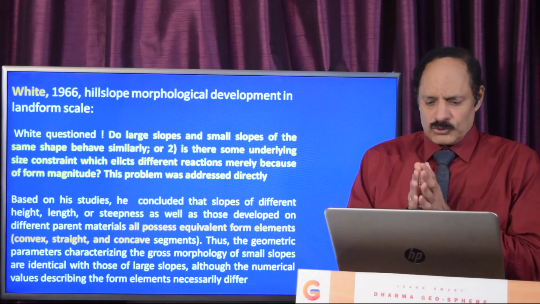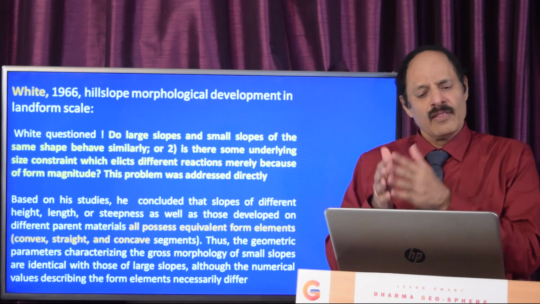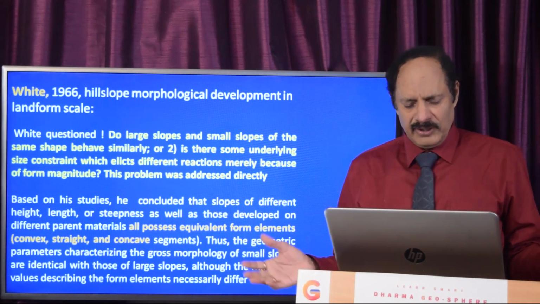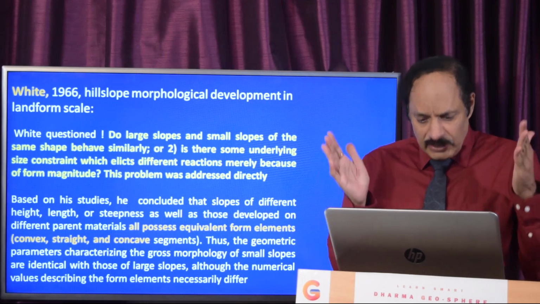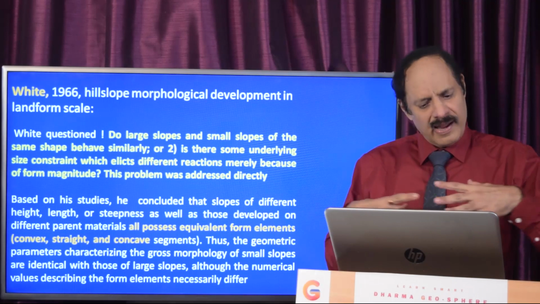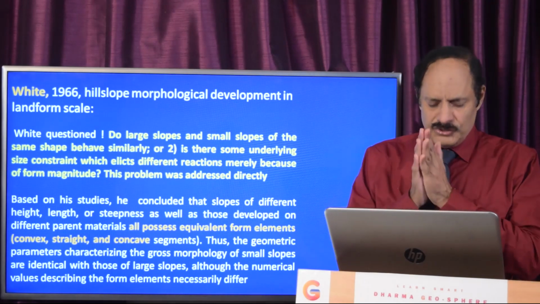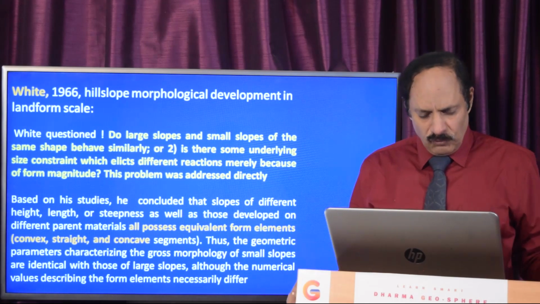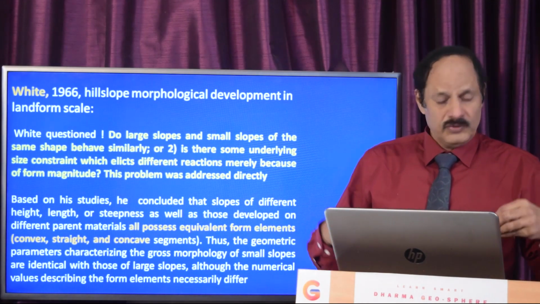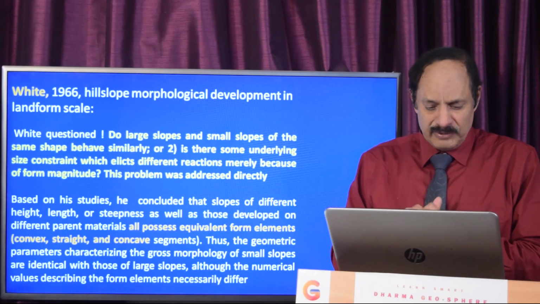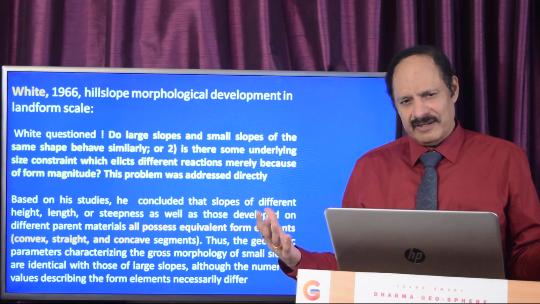He concluded that slopes of different height, length or steepness, as well as those developed on different parent material, all possess equivalent form elements, that is, convex, rectilinear or straight, and concave segments. Thus, the geometric parameters characterizing the gross morphology of small slopes are identical with those of large slopes, although the numerical values describing the form elements may necessarily differ.